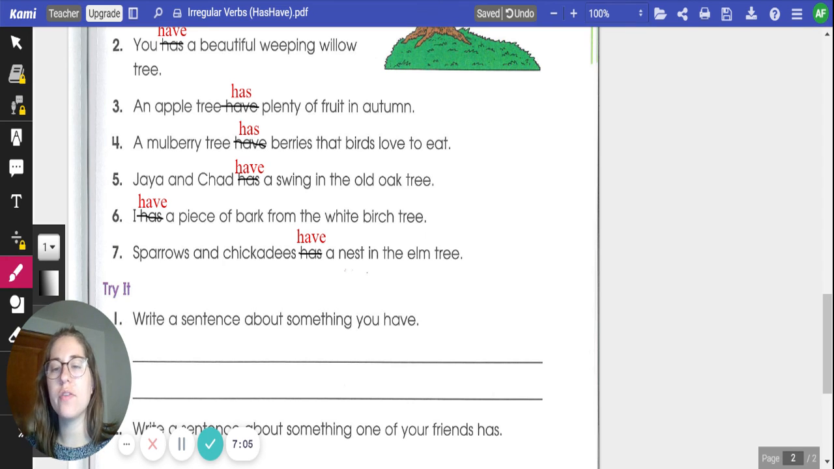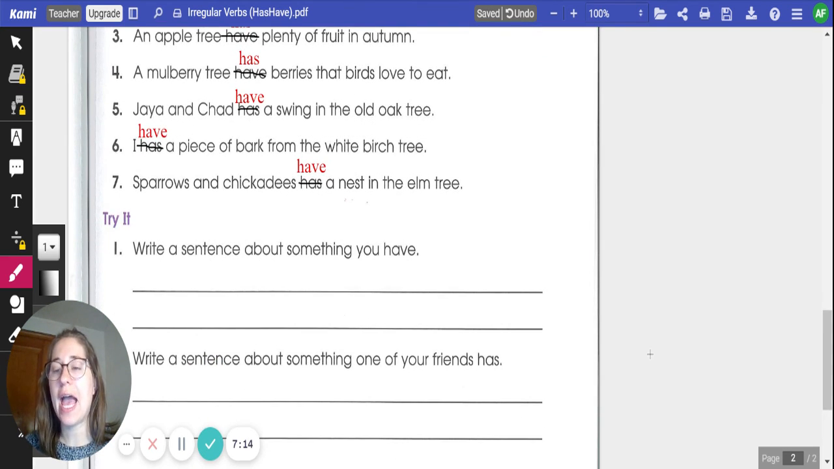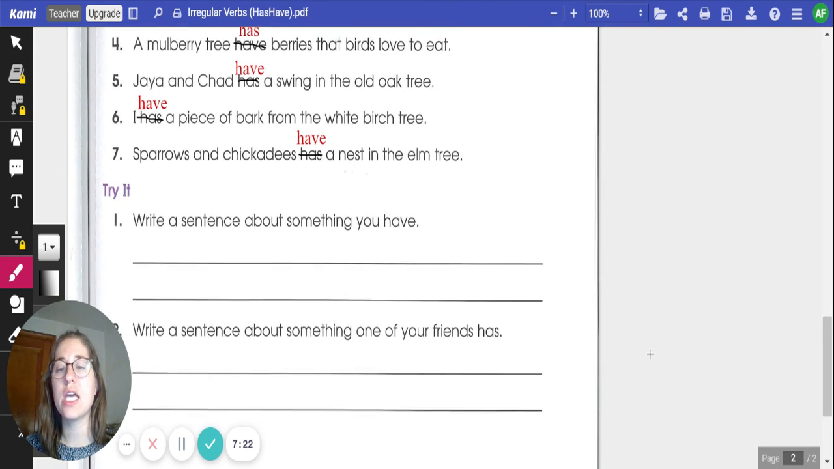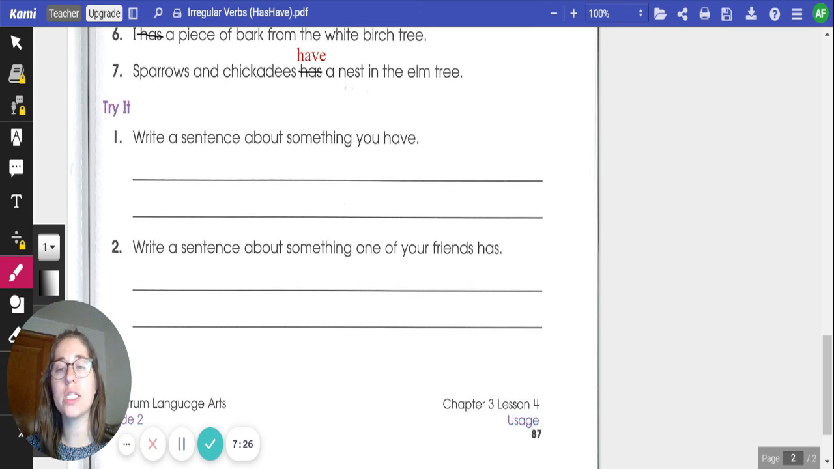Okay, for number 5, we should have changed has to have because Jaya and Chad, our subject, is plural. For number 6, the has should change to have because our subject I always gets paired with have. And for number 7, sparrows and chickadees have a nest in the elm tree because it is a plural subject. It gets paired with have, H-A-V-E.